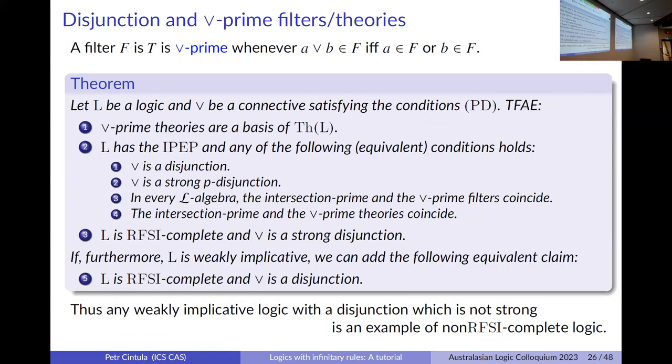Okay. And this is a similar characterization to what we have seen for semilinearity. Here it is for different disjunction. So the filter is disjunction prime in the usual way. Whenever it proves a disjunction, it proves one of the disjuncts. So disjunction prime filters, and when the disjunction prime filters form a basis of the system of all theories, that was the notion of semilinearity. Again, finitarity would give us equivalence of everything, but again, we characterize what exactly is happening. So if it has IPEP, then it is equivalent with strong disjunction, intersection prime filters coincide with the disjunction prime filters, and so on.